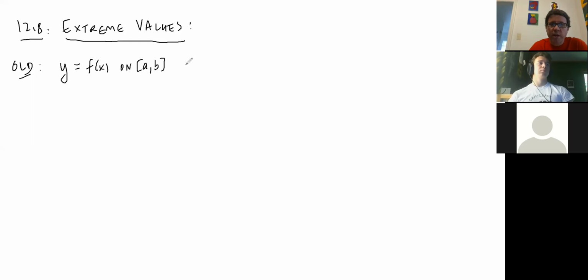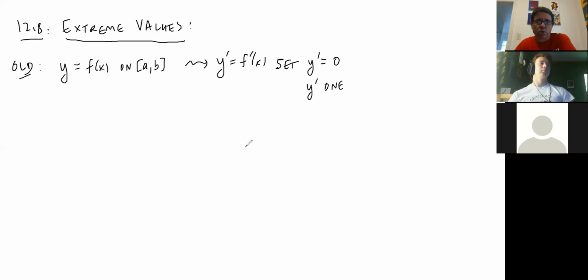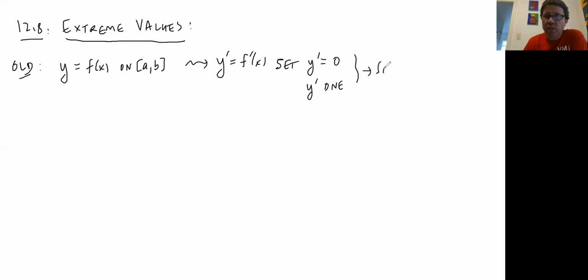In Calc 1, if you weren't sure what to do, you take the derivative, figure out y prime, and then set that to be 0. Well, either set that to be 0 or find where y prime doesn't exist. So you might have some corners or asymptotes or weird points like that. Then we solve for x in each of those cases, and these were called your critical points.